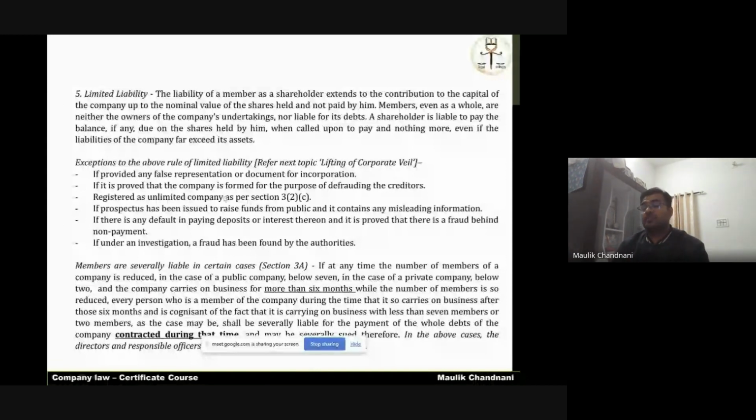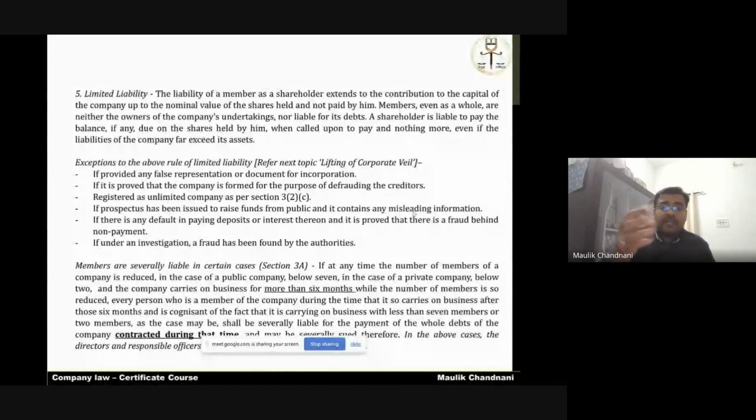But there are certain exceptions. If you are having some false representation, ये हम आगे discuss करेंगे lifting of corporate veil में. If the company is created in a fraudulent manner, if the purpose is fraudulent, if you have actually registered your company as an unlimited company, we will be talking about unlimited company in the types of company. If you raise the funds from the public by way of prospectus and your prospectus was misleading, आपने झूठ बोल के, गलत सलत बोल के पैसा रेज किया है, तो इस केस में अब हम आपकी लिमिटेड लाइबिलिटी नहीं मानेंगे, अनलिमिटेड लाइबिलिटी मानेंगे.